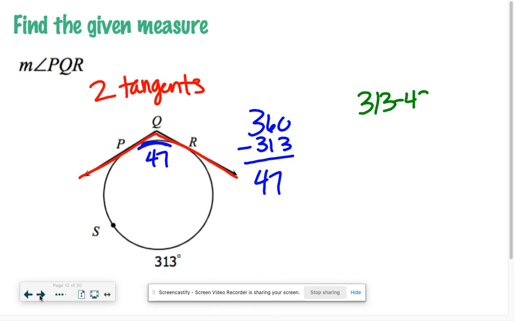313 minus 47 divided by 2. 313 minus 47 is 266. Divided by 2, and we should get 133.